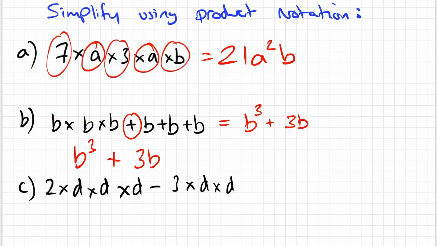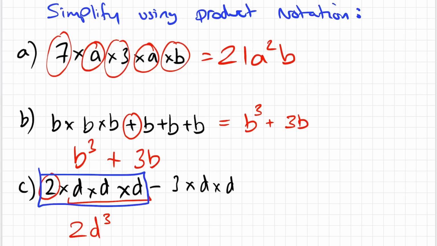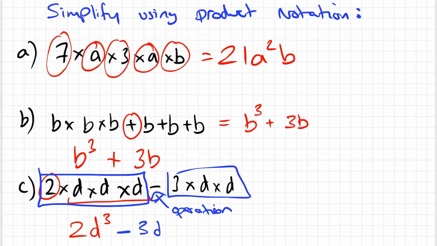Okay, looking at the third one, part C, we've got 2 times d cubed. So 2d cubed. The reason I can't times it by the 3 is because this is negative 3. It's subtraction. This expression here has 2 parts to it. It has this part here, which is 2d cubed, and then it has this part here, which is separated by this operation. And that operation tells us to subtract. What we have is 3d squared. So I'm just going to write that down here, minus 3d squared.